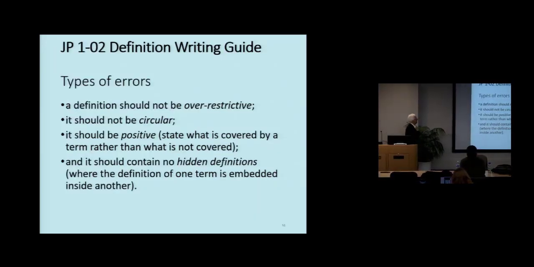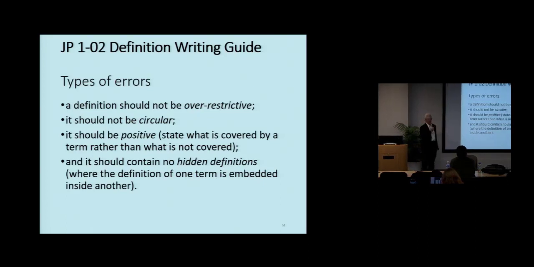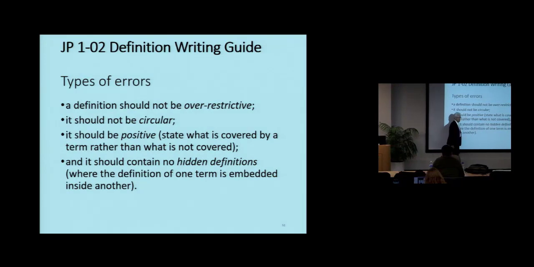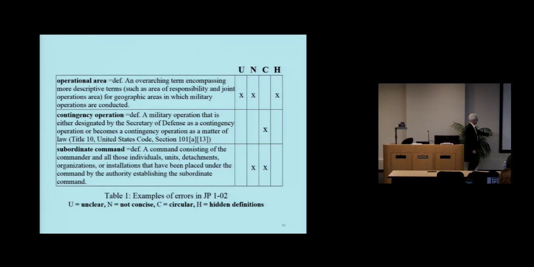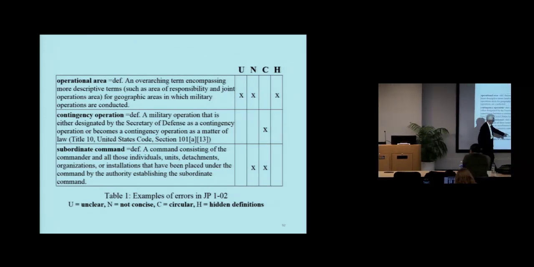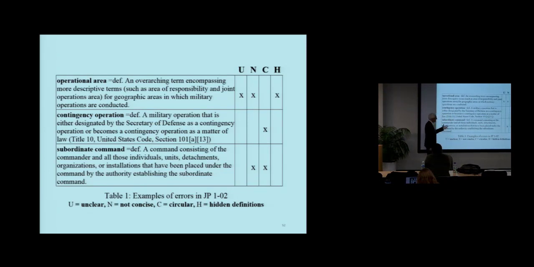So in the definition writing guide, which is a document which officially constrains the people who are writing definitions for the Joint Dictionary, rules are specified. Definitions should not be over-restrictive. I've mentioned that they shouldn't be circular. The definition should be positive, so you should state what the thing is, not what it's not. And a definition should contain no hidden definitions, that is to say, definitions embedded inside other definitions. These are 4 different kinds of errors. U means unclear, N means not concise, C means circular, and H means contains hidden definitions.